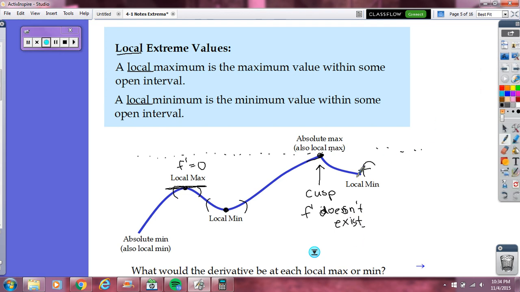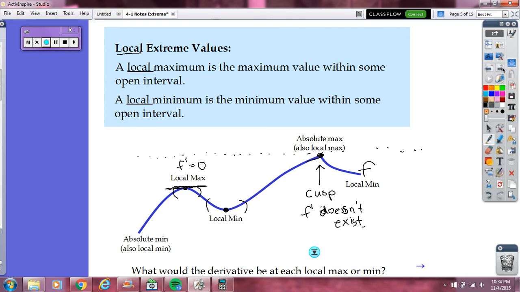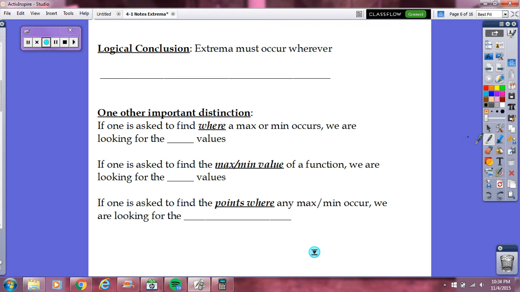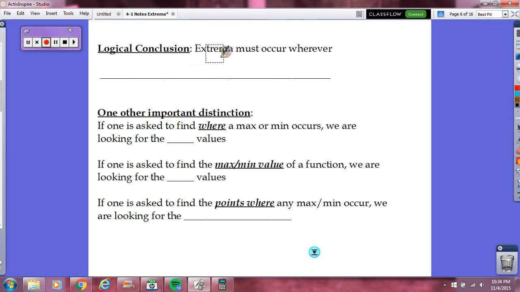And that piece of information is going to help us with some of the problems we're going to be solving today. So, logical conclusion. Oh, check this out, Magic Ink. If you're looking for an extreme value, like a local or global maximum or minimum, then the places you're going to need to look to find them are places where the derivative is 0, places where the derivative is undefined, or at your endpoints.